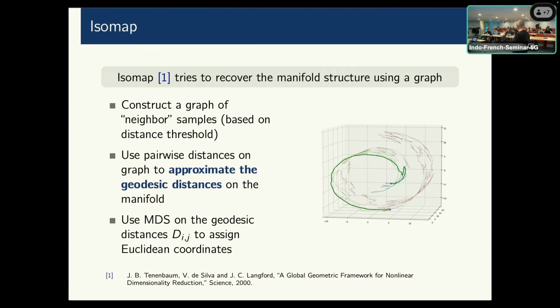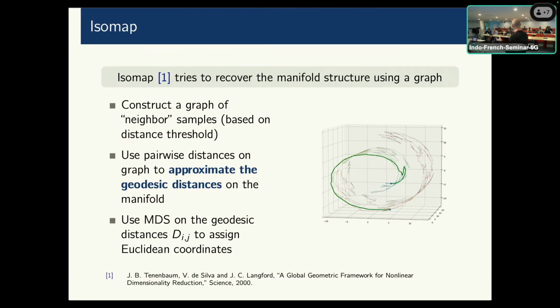So I do this for all pairs of points in my data set, and I get this gigantic two-dimensional table, very similar to what I showed before. And then I can apply multidimensional scaling, actually a slightly modified version of multidimensional scaling that only takes into account the distances between the neighbors. And this is going to yield low-dimensional coordinates associated to any sample in my original data set.